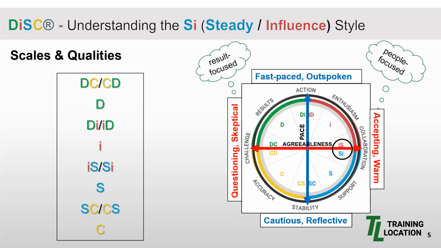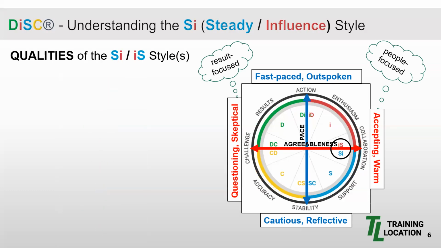So enough about that. And let me note here, though the SI and IS styles, for example, are separate and unique, you can consider the SI and IS styles in one scale when it comes to qualities. Let's take a look. So the qualities of the SI/IS style include positivity, goodwill, and empathy.